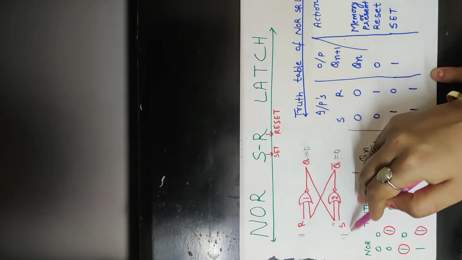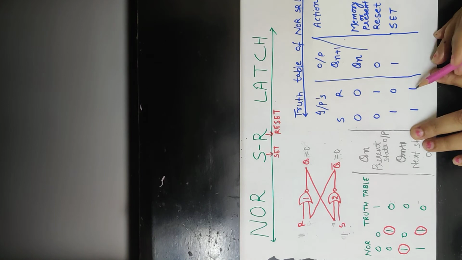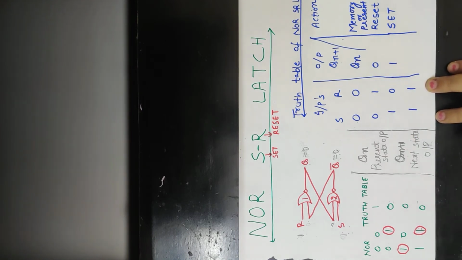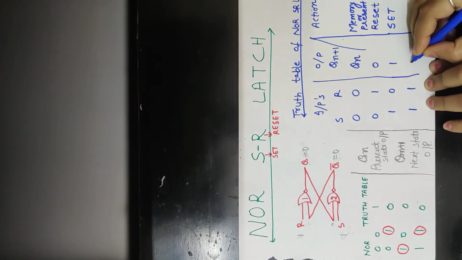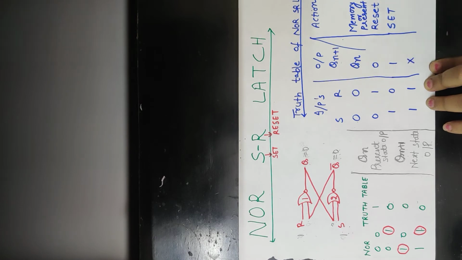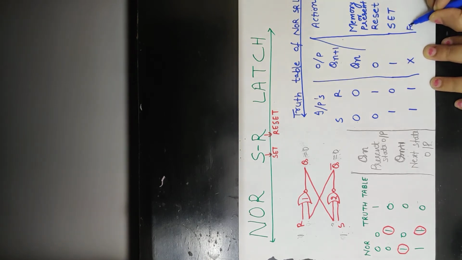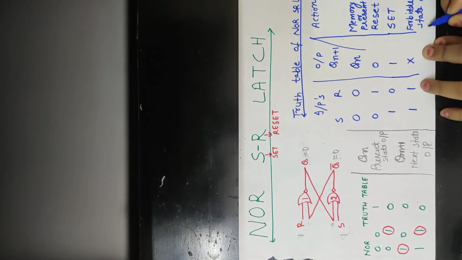So in this condition 1 1, the flip-flop will not store any value, and we write it as cross. The flip-flop does not care about this value, and this state is said to be the forbidden state of the latch. This is called the forbidden state, or sometimes you can call it the don't care condition.